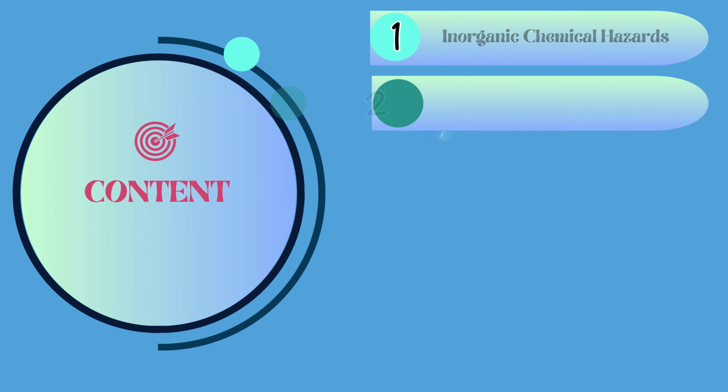Next, we'll dive into the realm of organic chemical hazards. These hidden components can contaminate our water, posing serious health risks. We'll unravel these organic chemicals, where they come from, and how they end up in our water supply system.